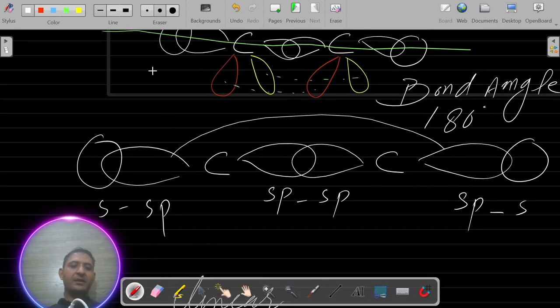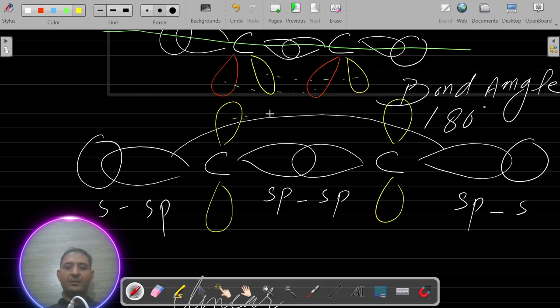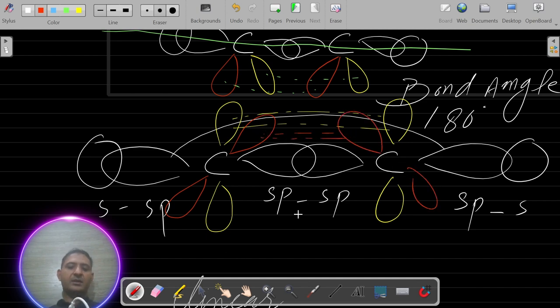So now we will draw the unhybrid orbitals. What are the unhybrid orbitals? py and pz. So here I am drawing this py and py. They are overlapping together side by side. And here I am making it with pz. I will draw it like this: pz overlapping with pz. They are connected together. Okay, so that is a little bit of an idea about hybridization.